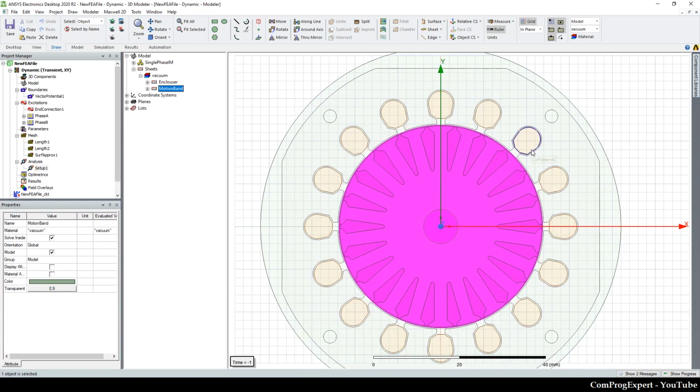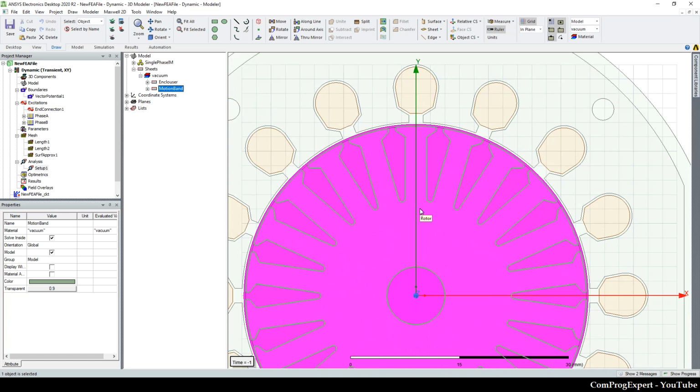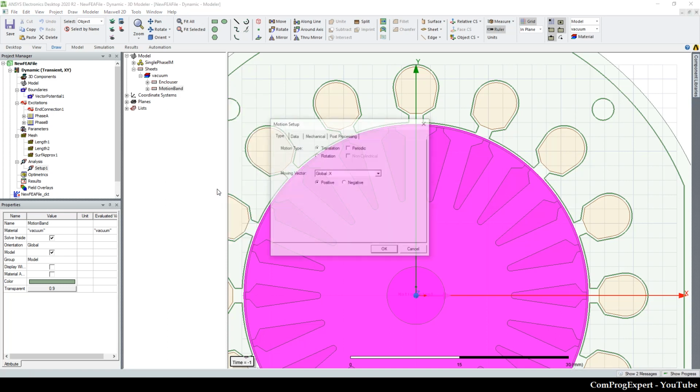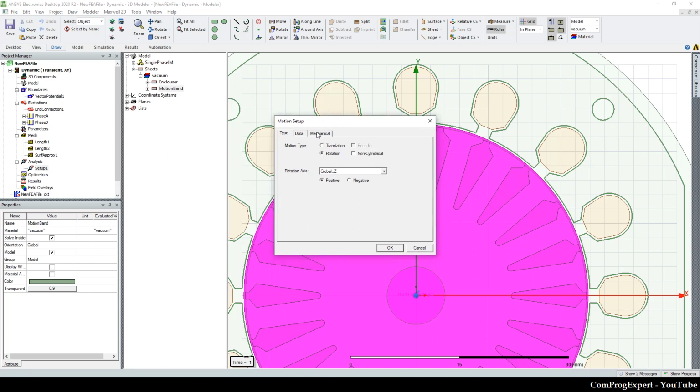So I select the motion band. As you know, motion band includes all of rotating parts. So from here, right click, assign band, and you know that the motion type is rotation. So in the mechanical tab, I am going to consider mechanical transient, right?